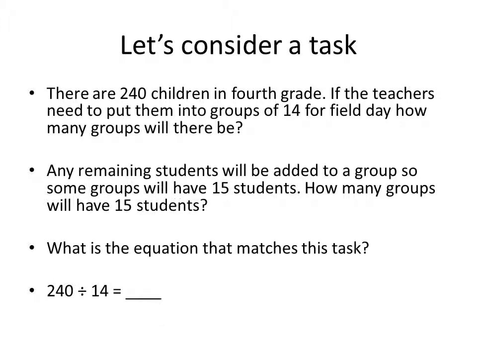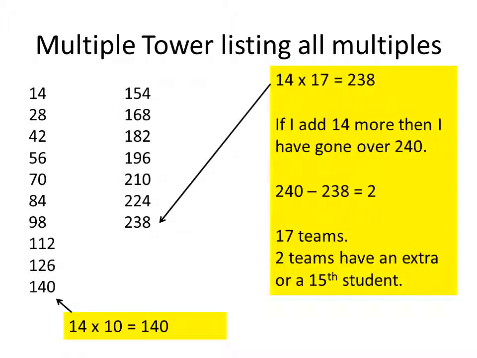So, as we know, we're taking 240 and we are sharing them or dividing them equally into groups of 14 students each. So, one strategy is to use the idea of multiplication and to list the multiples out in a multiple tower. As you can see here on the screen, we're listing the multiples of 14. We make a clean break at 14 times 10 to help students organize that. At 14 times 10 equals 140.